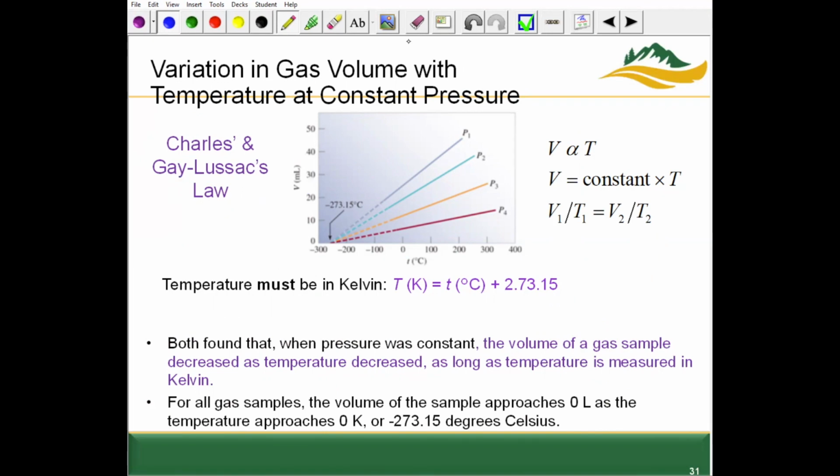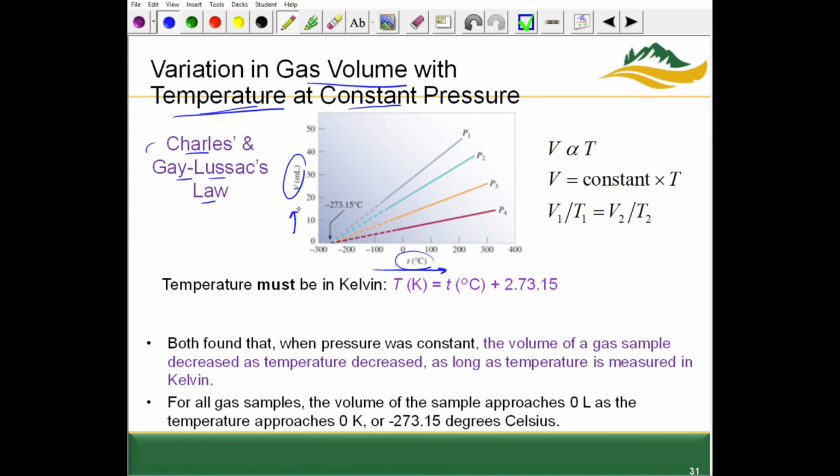So let's visualize now Charles' law, also sometimes paired up with Gay-Lussac's law, because they work together for a lot of these experiments. So here's volume on the y-axis and temperature on the x-axis. Again, we're focusing on how the volume directly correlates to temperature when a gas is at constant pressure. Because they're directly proportional, then as the temperature increases, volume increases as well.